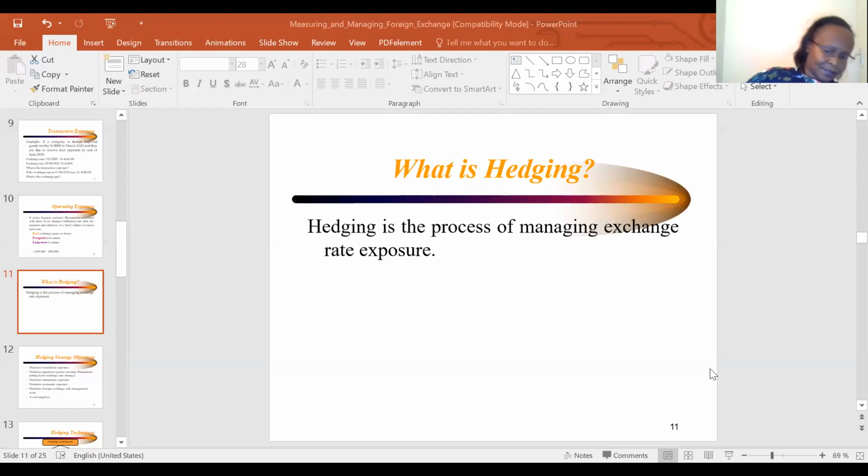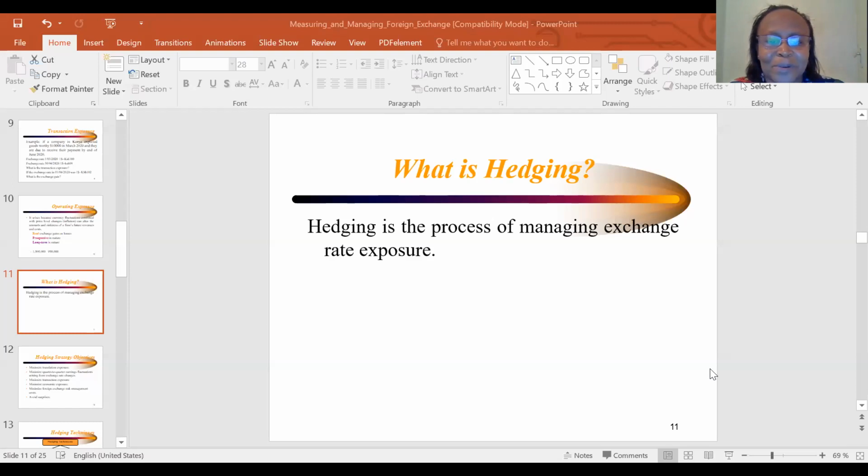So the next thing we need to discuss is hedging. Now, managing the exposure. At least you understand we have 3 types of exposures. That is translation exposure, transaction exposure, and economic exposure. While the two of them, we said they're just record exposure. But one is very risky, like the transaction exposure. So what do we do as finance people? Now we go to hedging.